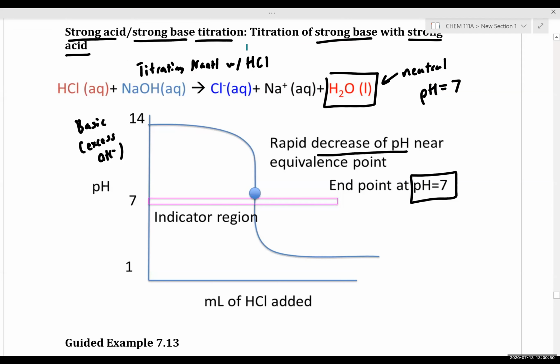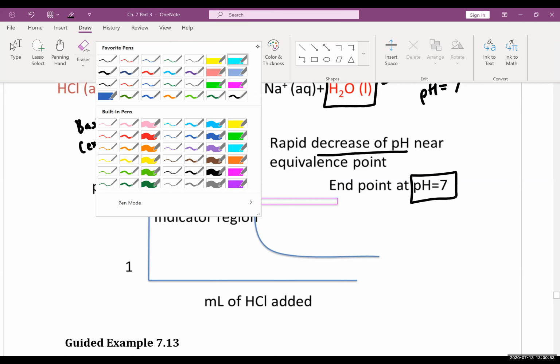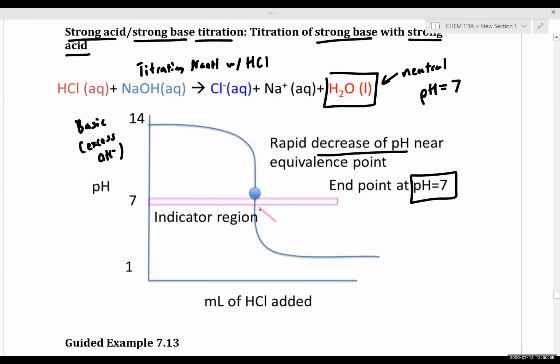If we add a slight excess of acid, so let's suppose we have a slight excess of acid, that in turn leads to our end point, where our indicator changes color. And that's what we can detect, and that's how we know that we've gotten very, very close to our equivalence point.